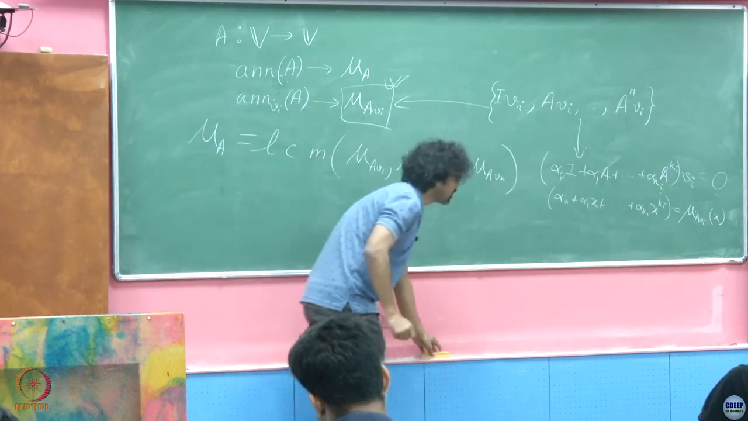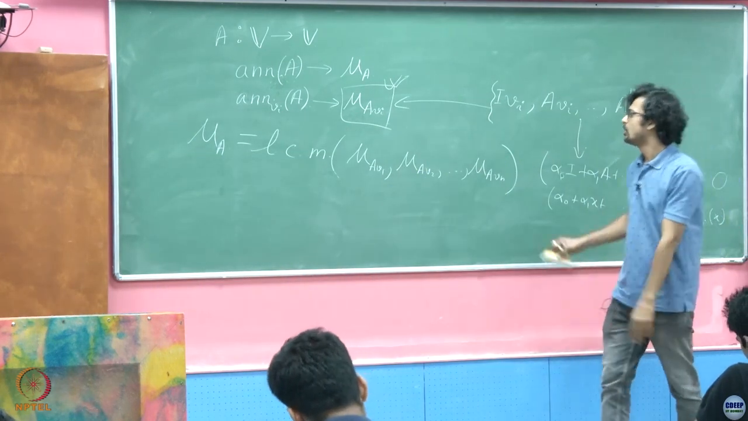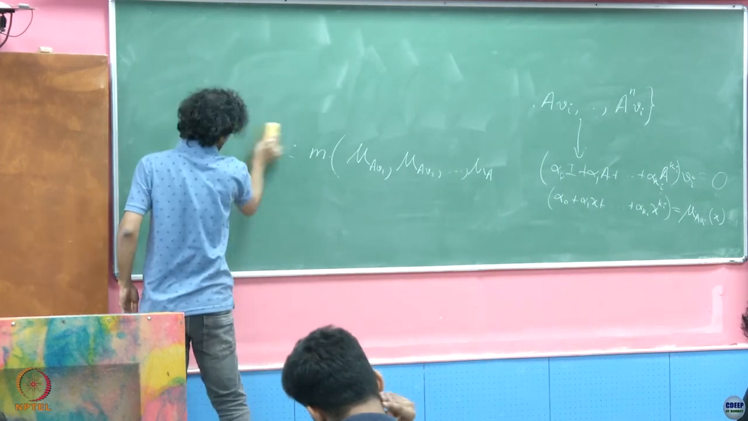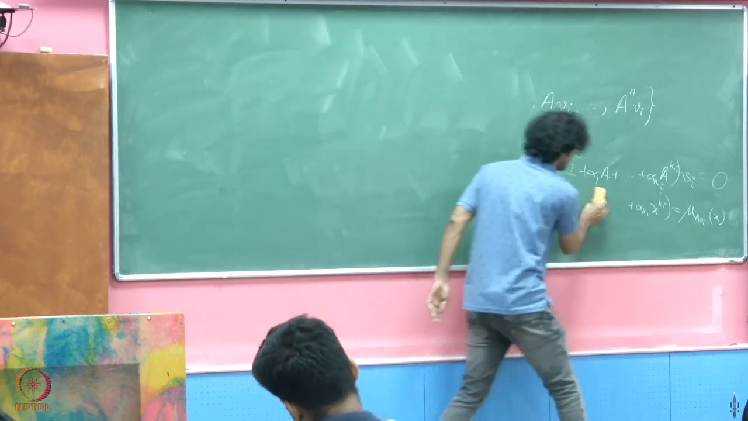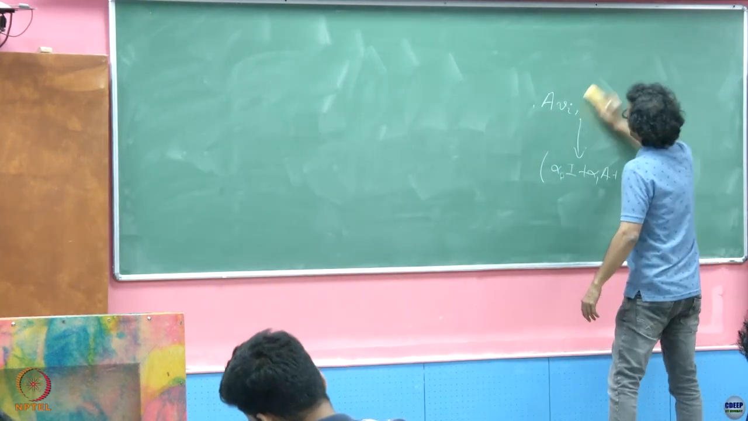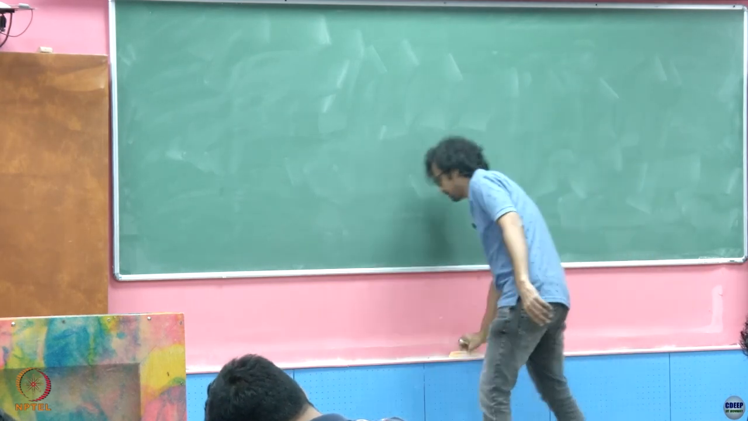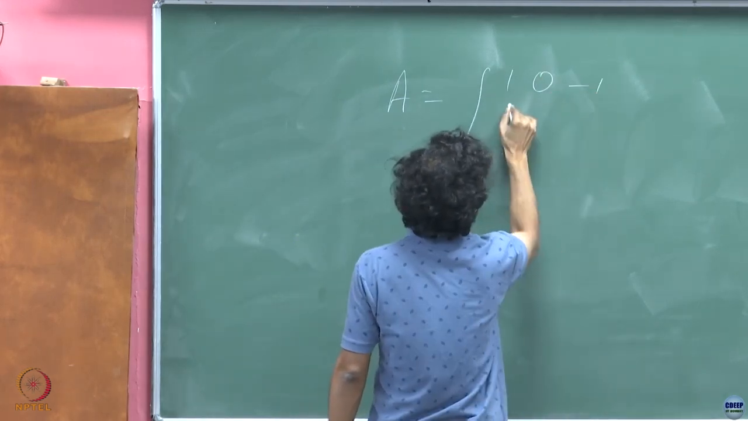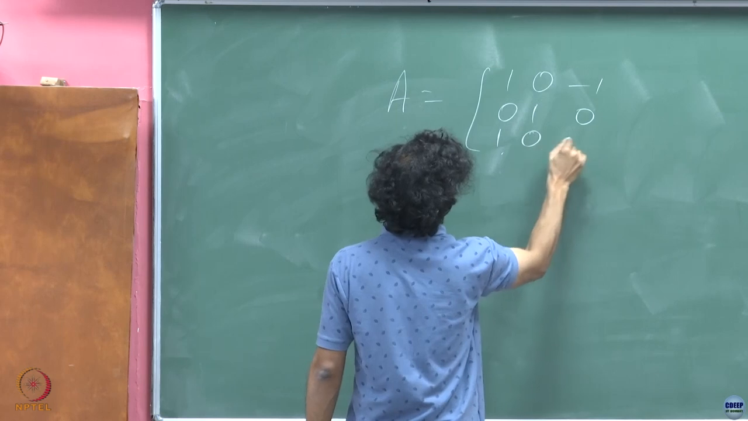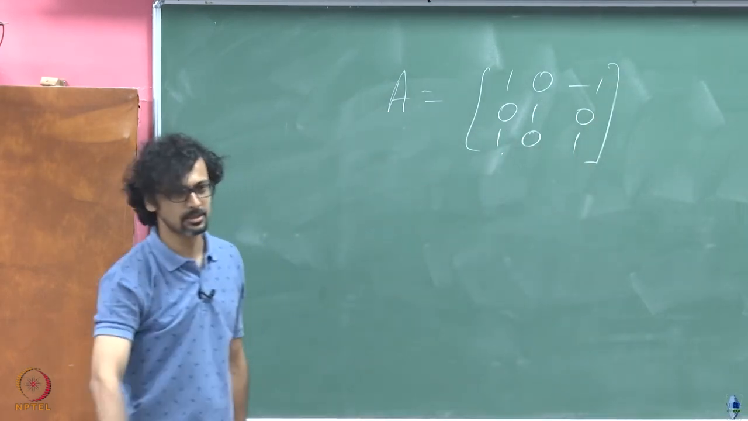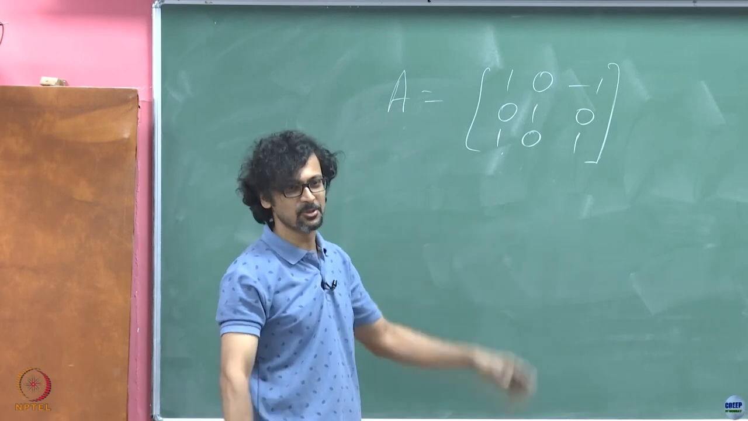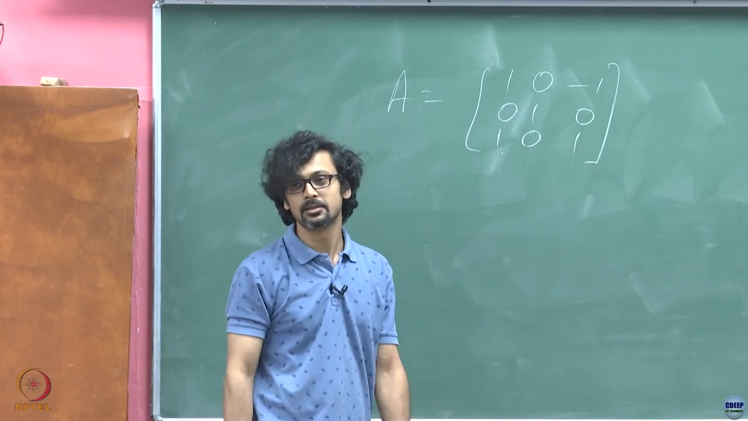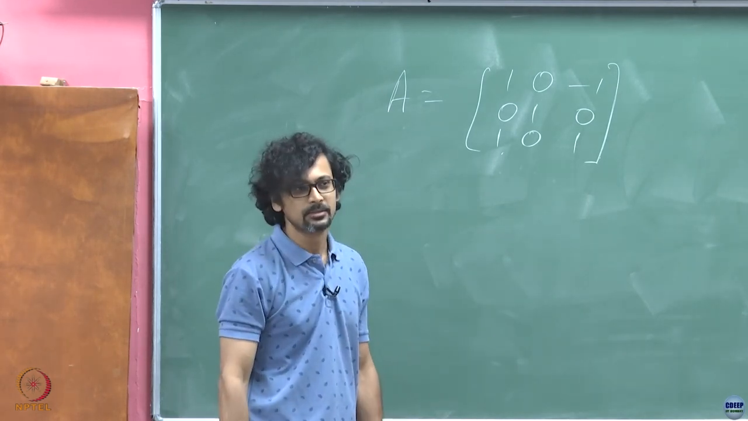Alright, so what I will do now is take a numerical example to also illustrate this. I will take a 3x3 matrix A and show you how exactly we will go about this business of obtaining the minimal polynomial. So let's say A is 1, 0, minus 1, 0, 1, 0, 1, 0, 1. Okay, don't ask me why I chose this. I have checked that this is going to make my job easy. In general, obtaining the minimal polynomial is slightly more laborious than obtaining the characteristic polynomial. Okay.